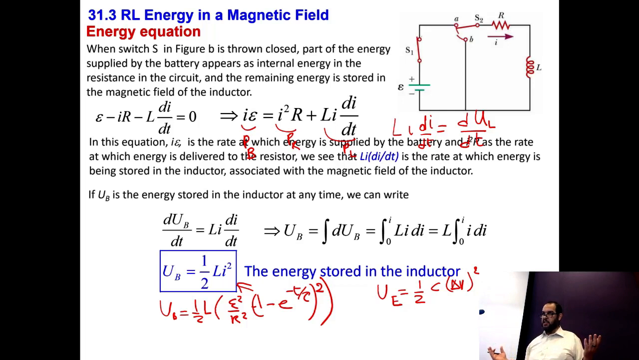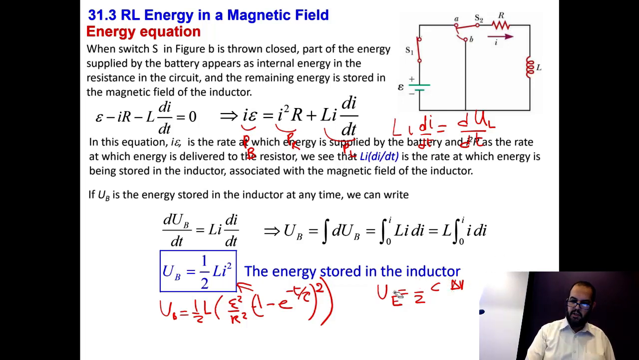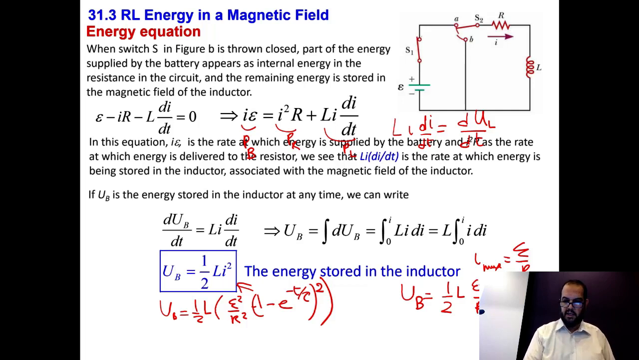What is the maximum energy that an inductor can store in this case? So the maximum current, what do we say? I max is equal to E over R, epsilon over R. So we can say that the maximum energy that we can store is going to be 1/2 L times E squared over R squared, which is 1/2 L I max squared.